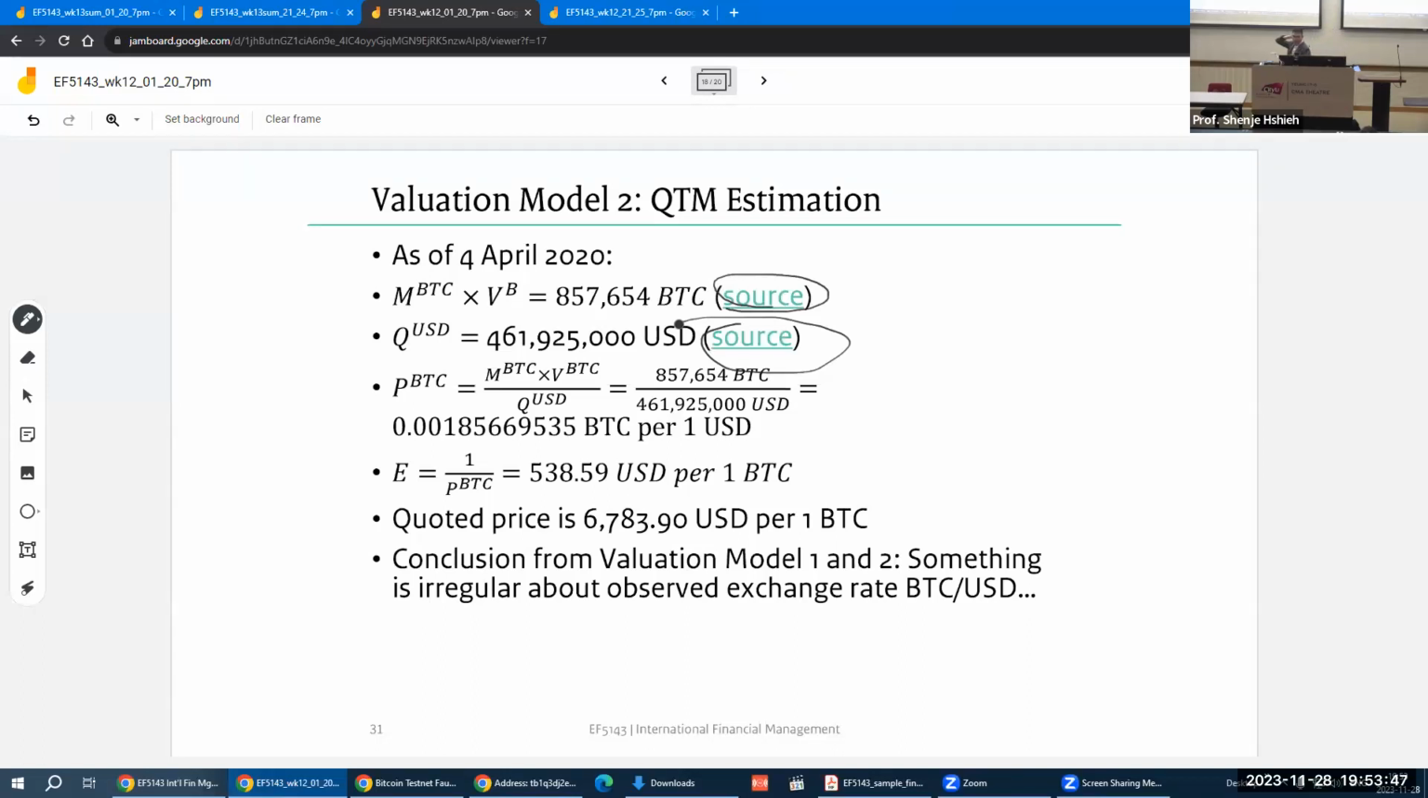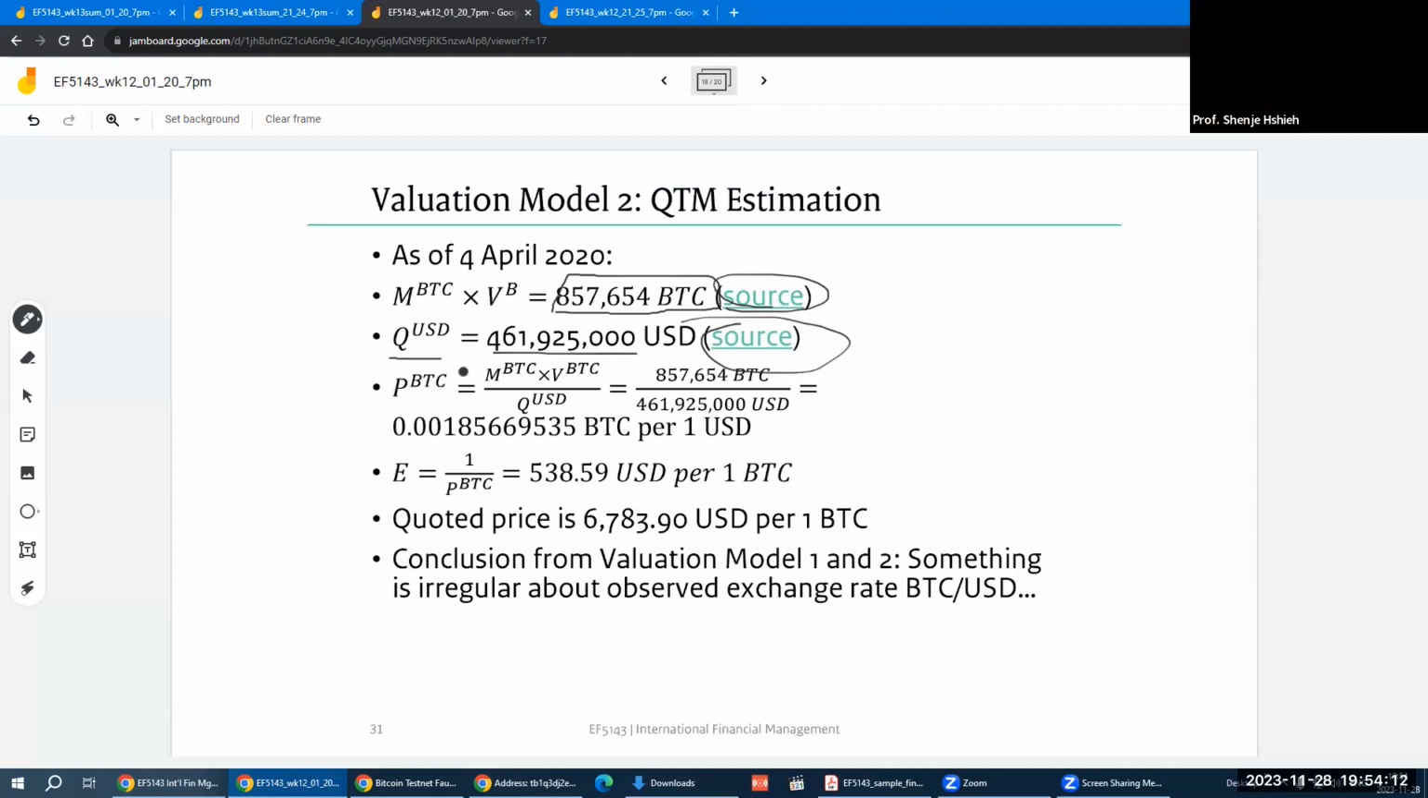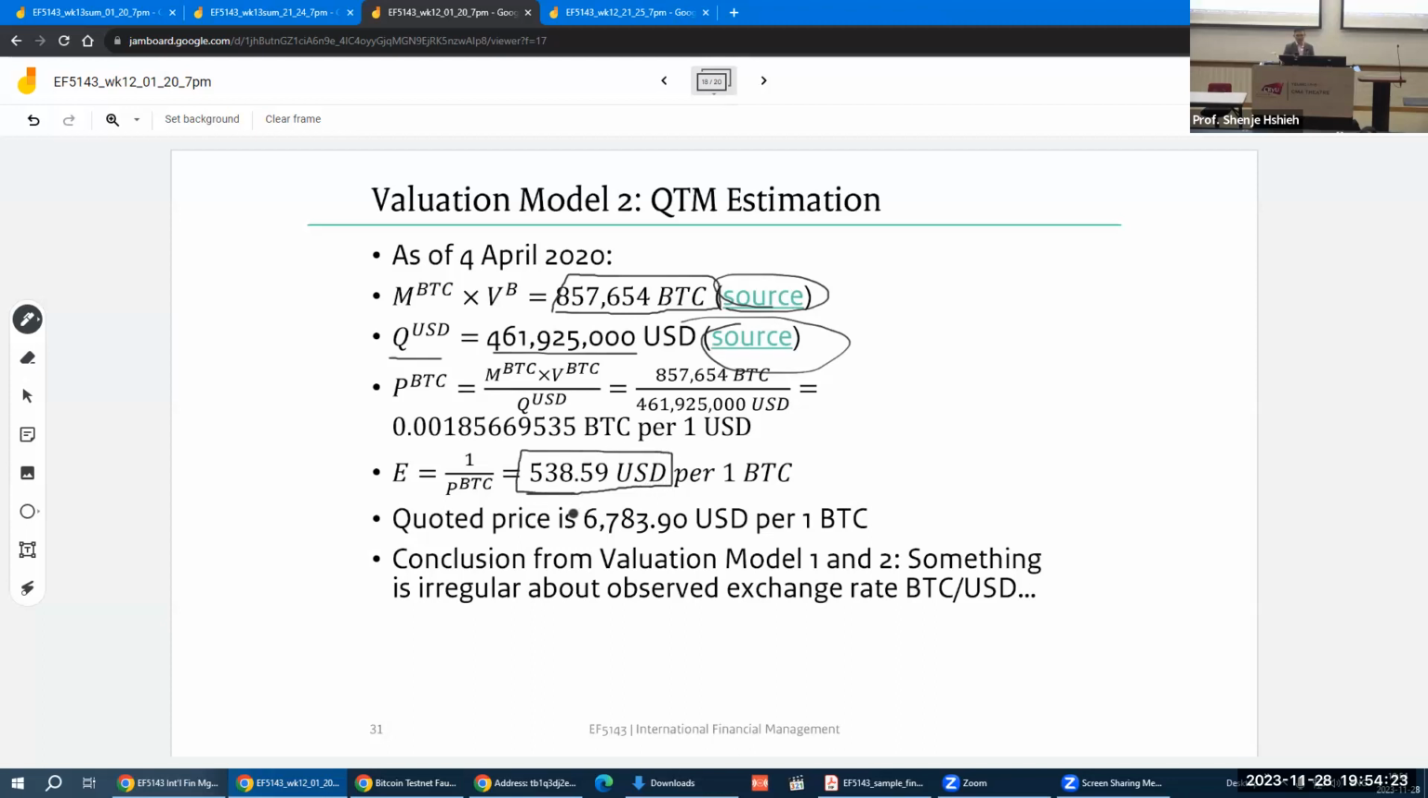As of the last time I took numbers in 2020, I got this number. The money supply times velocity is 857,000 units of Bitcoin. The quantity being circulated is 461 million, per day. And we can solve for P. That's just simple algebra. We get a price of Bitcoin of $538 per Bitcoin. At the time, the quote of Bitcoin was 66,700, but now I think it's like 30,000. I mean, we can double check.